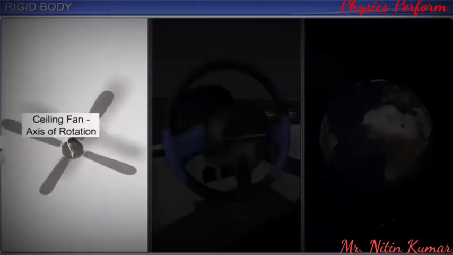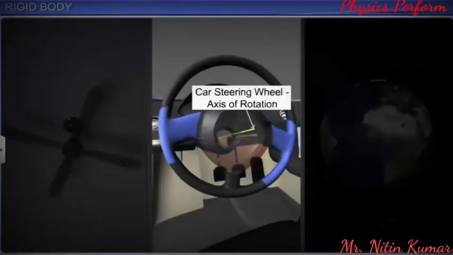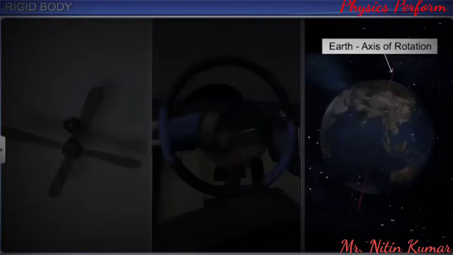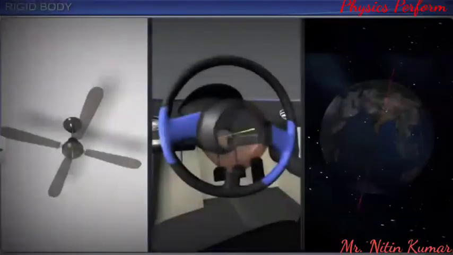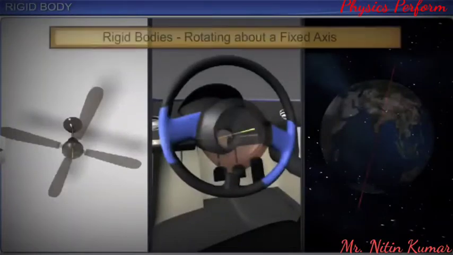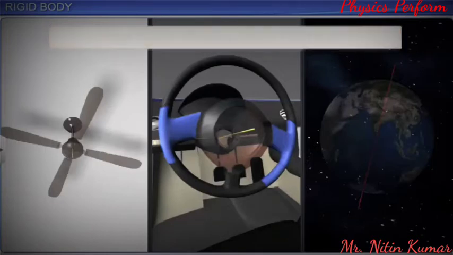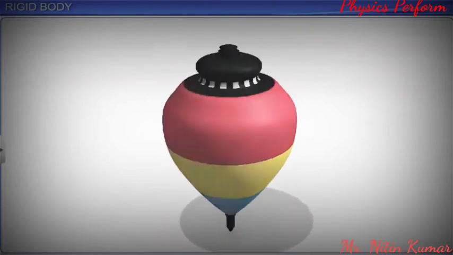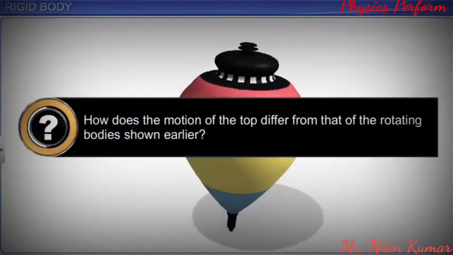The rotating blades of a fan, the steering wheel of a car, and the Earth's rotation are some examples of rigid bodies in pure rotational motion. In all these examples, the axis of rotation is fixed and the rigid body rotates about it. Now, watch a spinning top. How does the motion of the top differ from that of the rotating bodies shown earlier?